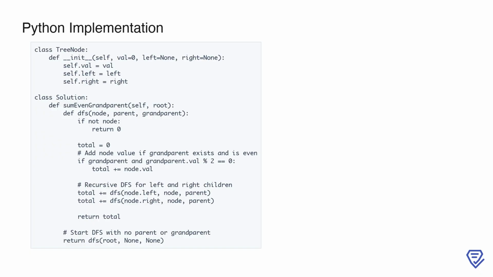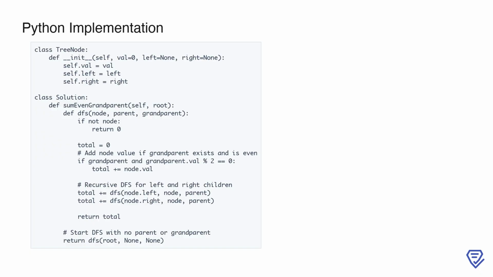3. DFS helper function. This function is a depth-first search, DFS, that traverses the tree recursively. It accepts 3 arguments: the current node, its parent, and its grandparent. The base case checks if the current node is None. If so, it returns 0 since there's no value to add. 4. Grandparent value check. If the grandparent exists and its value, grandparent.val, is even, the current node's value is added to the total. 5. Recursive calls.